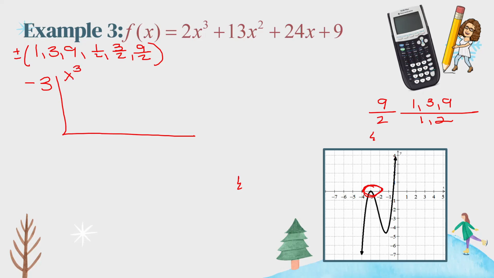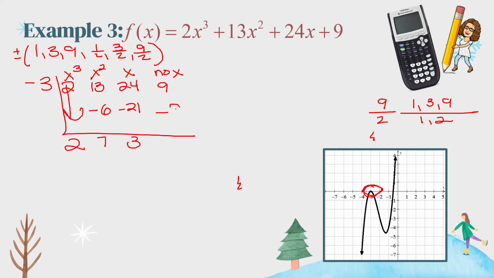And it looks like we started with an x cubed column, x squared, an x, and a no x. I'm going to drop the cube. Oh, whoops. Got to put my numbers. Silly Marsh. There we go. Drop the 2. Multiply 7, -21, 3. Oh, look at that. It's a -9.